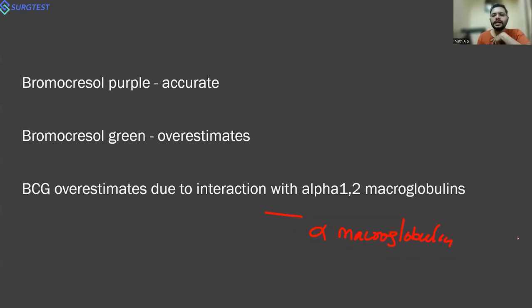For example, in our center, in our biochemistry lab, it is the BCG method that we use. Okay, but we have a higher threshold for diagnosing low albumin. So when it is less than 3.5, then you take it as low albumin. Whereas when you use the bromocresol purple, less than 3 is hypoalbuminemia. Okay, to put things straight.